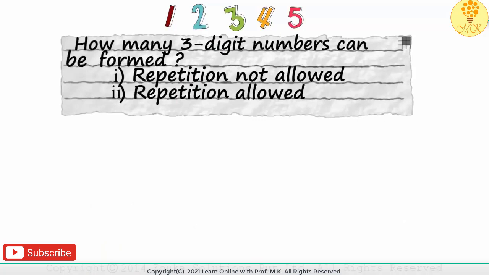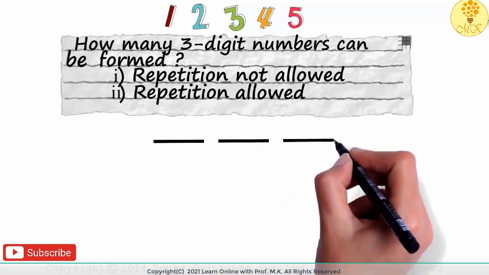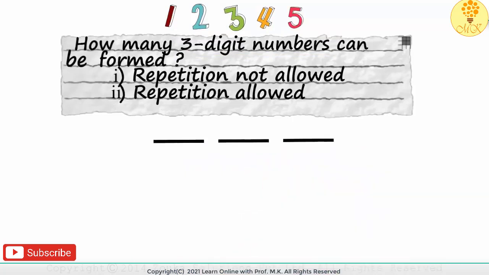Let's say we have these 5 digits with us, and this is what we're asked. Read the question well. How many 3-digit numbers can be formed? Let's form 3 slots here for the 3 digits. With this question, we have been given 2 conditions. First, it asks us the answer when repetition is not allowed. Let us understand the first condition.